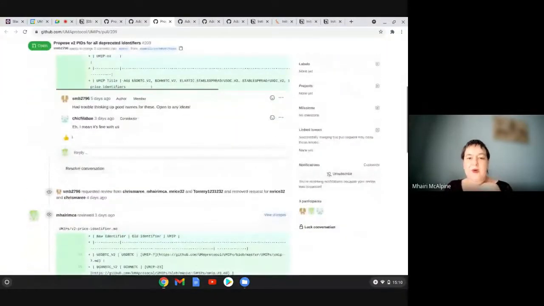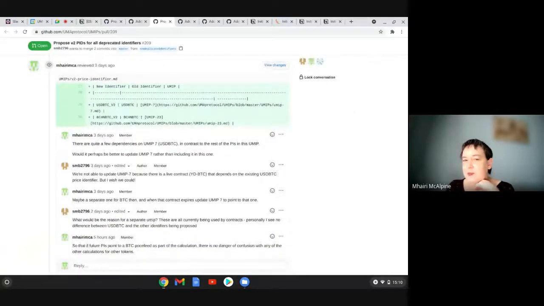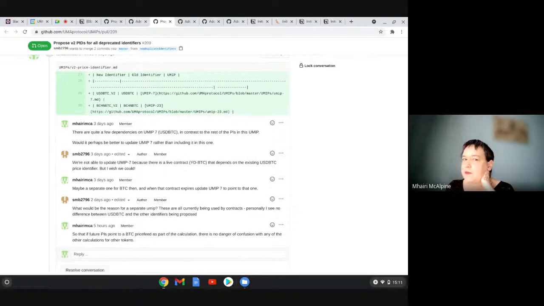The only thing there was that I suggested BTC got separated out, just because there were so many dependencies on BTC, and it would ease references, because I don't think very many people will reference the other price identifiers, but they will want to reference BTC. But we're happy just to have it all in one?